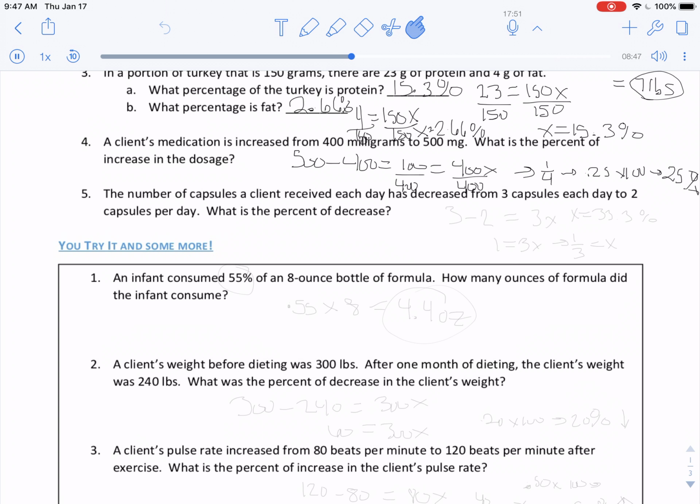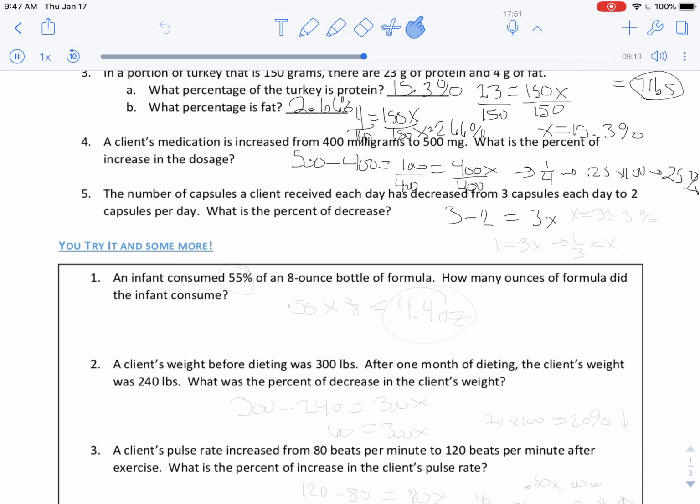And then for the number of capsules a client received each day has decreased from 3 capsules each day to 2 capsules per day. What is the percent of decrease? So again, same thing with the last problem. We simply have to show the decrease of that. So we have 3 minus 2 over the original amount, 3, x being the percentage that we're looking for, or the missing factor as in the previous problems as well.